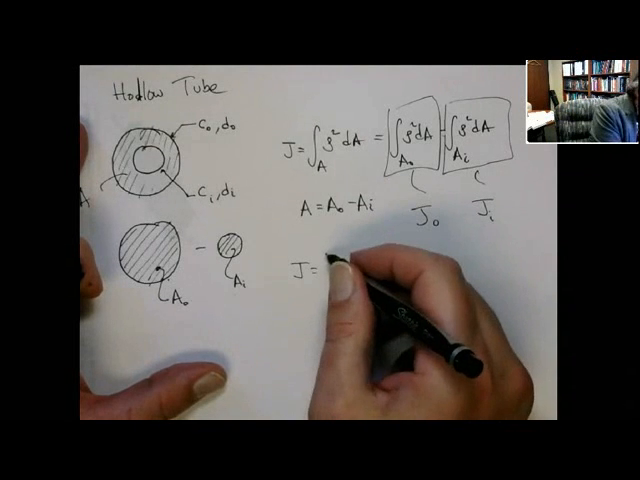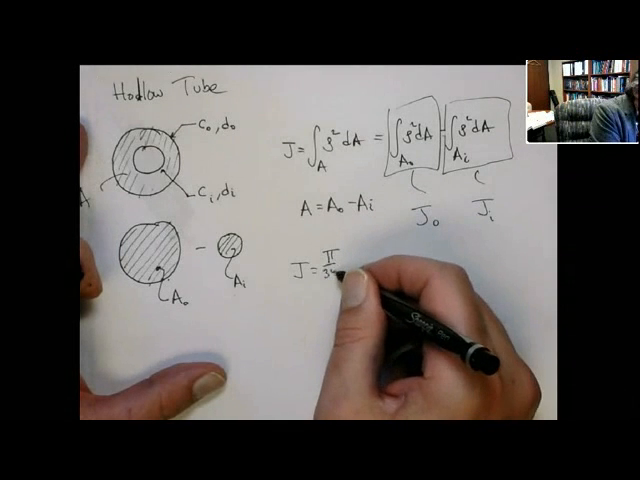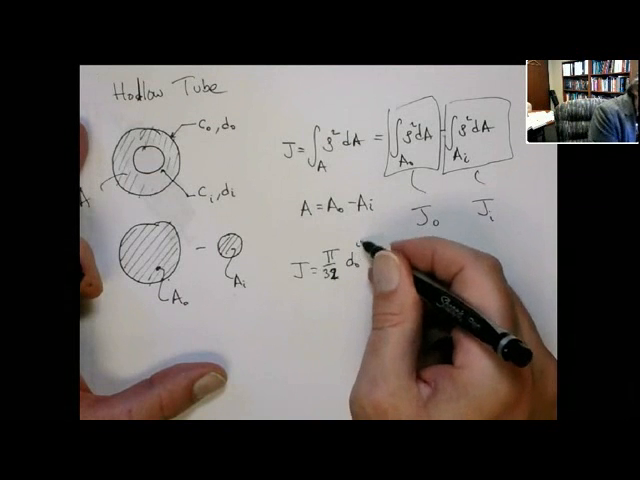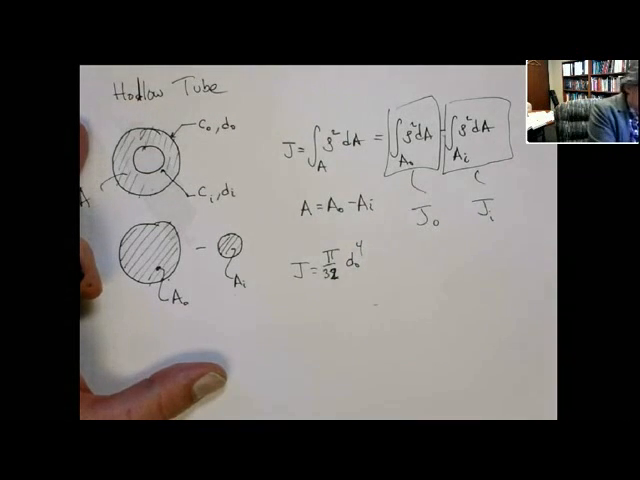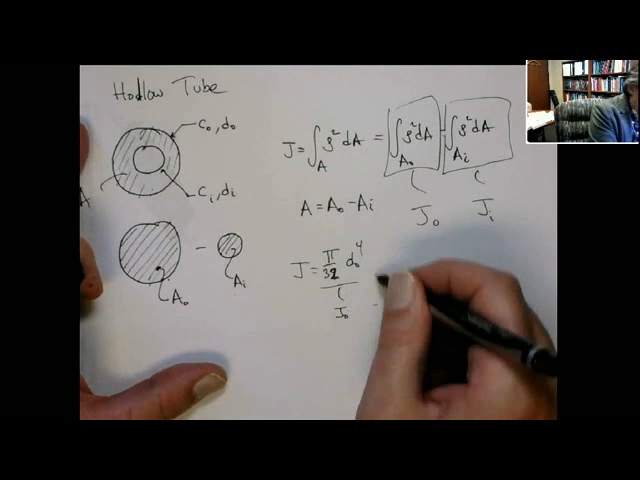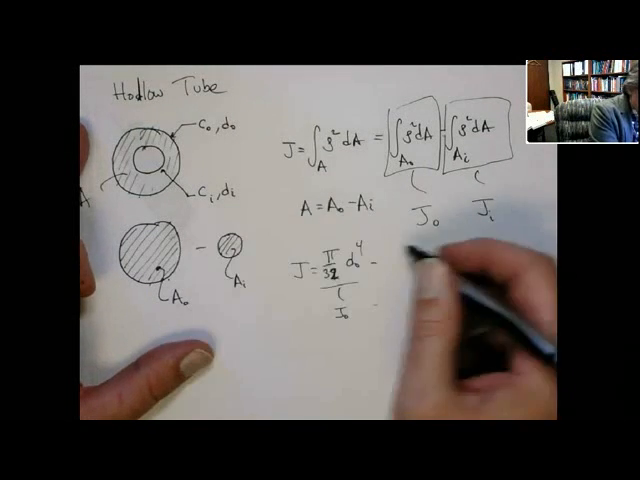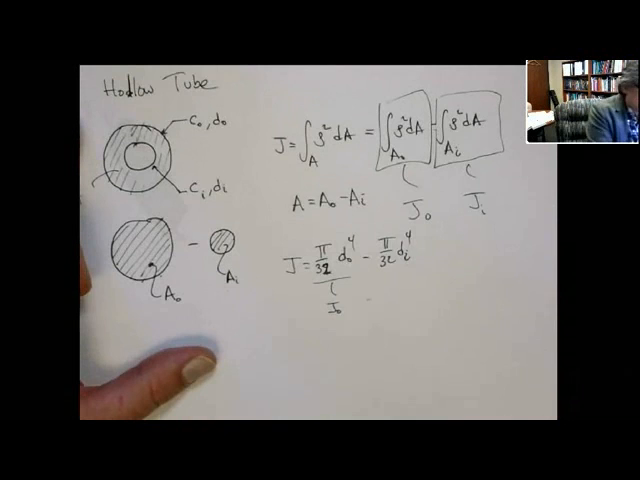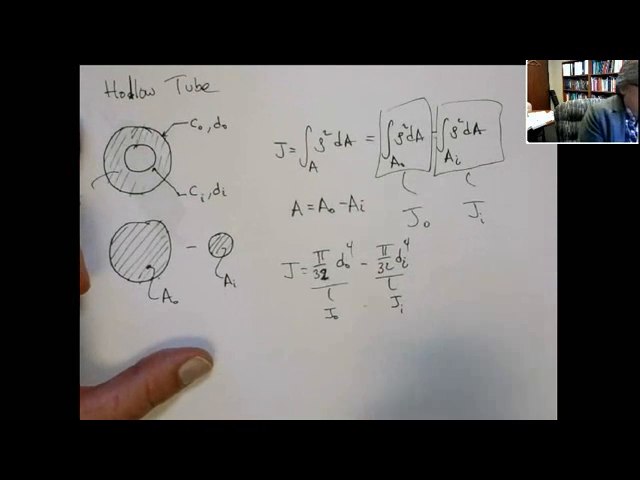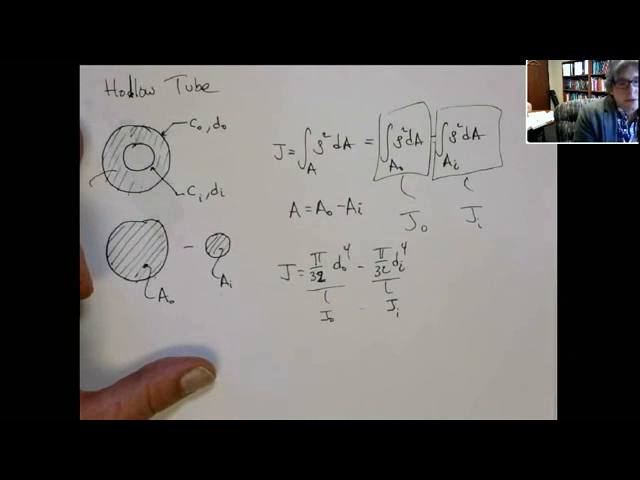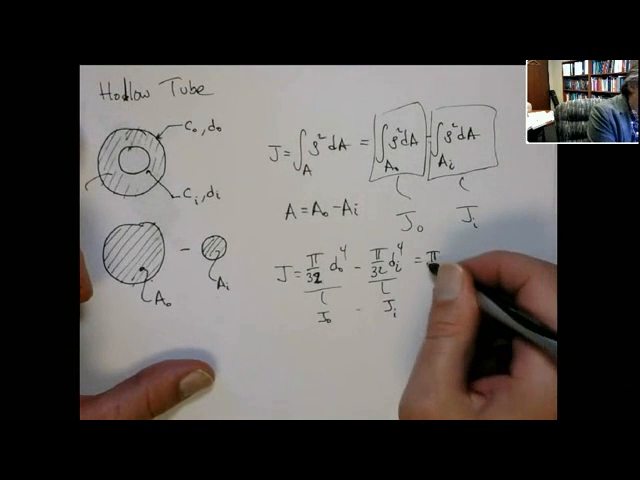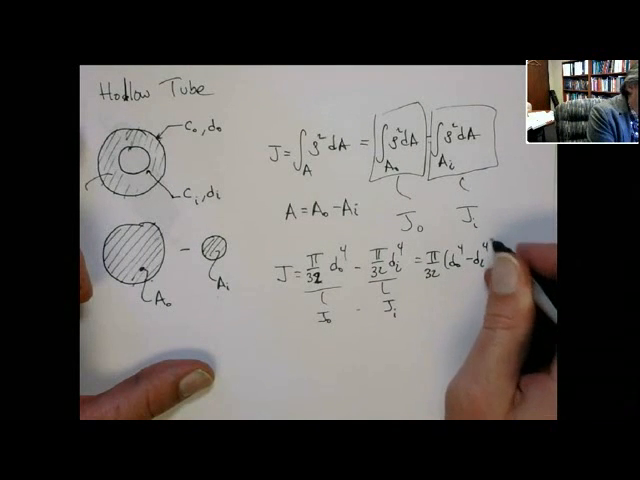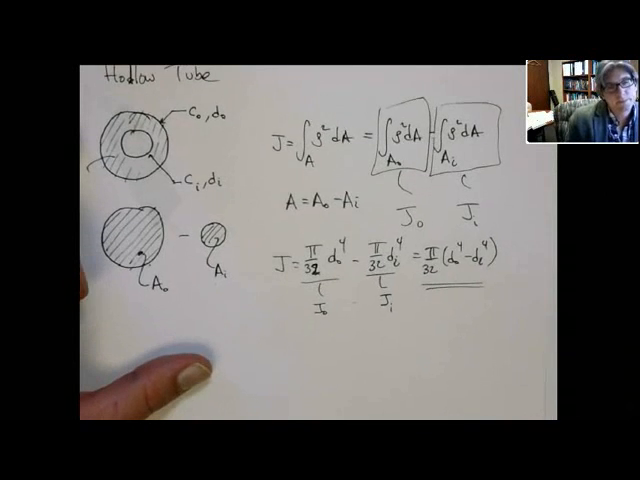So the outer J is pi over 32 outer diameter to the 4th. That's the outer J, and we're going to subtract the J from the inner, which would be just pi over 32 inner diameter to the 4th. Then we take pi over 32 out, and this just becomes pi over 32 times outer diameter to the fourth minus inner diameter to the fourth. That's what you get for a hollow tube, right?